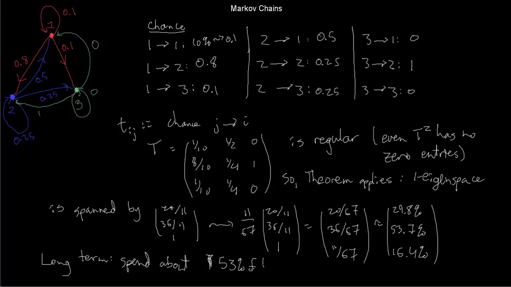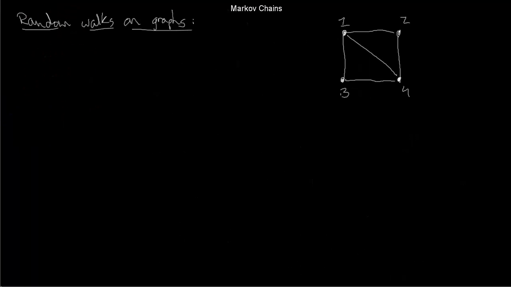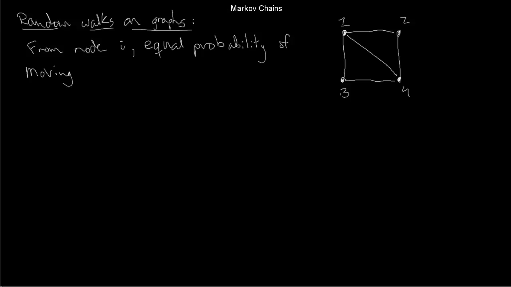Or if you like, if I had a ton of taxi cabs at these 3 locations in the city, then no matter how I distributed them to start with, about 53% of them are going to end up in zone 2. Another reasonable thing to try is to think about something called a random walk on a graph. So a graph is just a collection of dots and edges, nodes and edges between the nodes. In a random walk, assume that you're on node i, and that there's an equal probability of moving to any one of the nodes that are connected to node i. So if you're on node 1, then there's a 33% chance of moving to node 2, 33% chance to node 4, and 33% chance to node 3. 33 and a third.